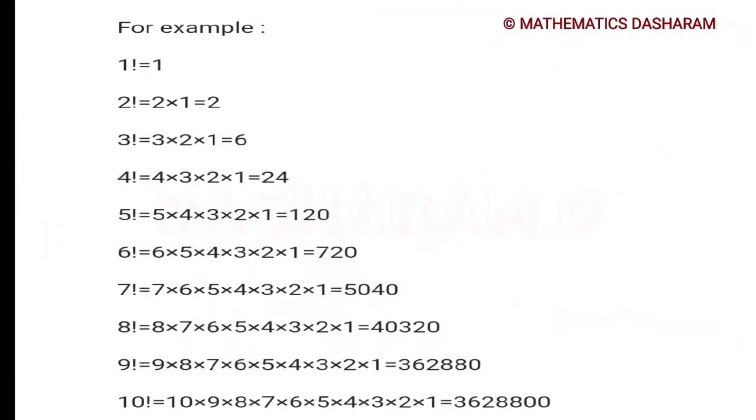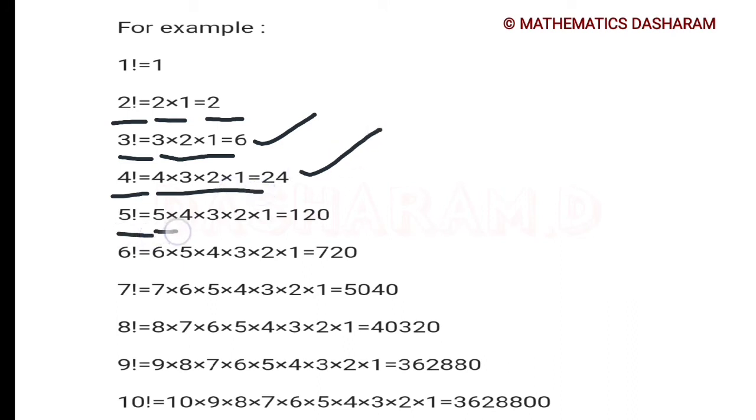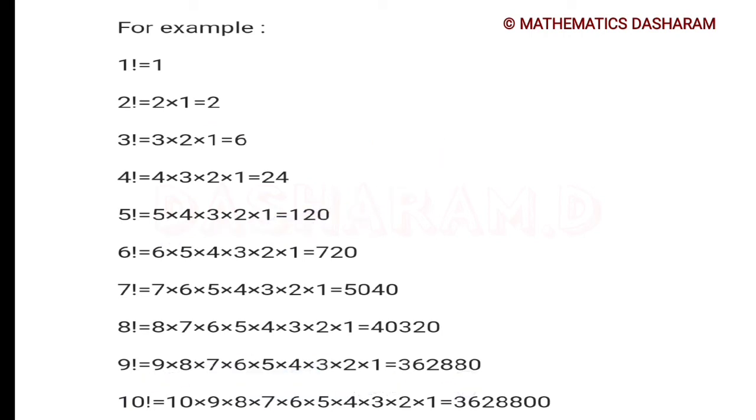This limit as n tends to infinity can be written in another form: 1 plus 1 by 1 factorial plus 1 by 2 factorial plus 1 by 3 factorial, and so on. What is the meaning of factorial? 1 factorial means 1. 2 factorial means 2 into 1 equals 2. 3 factorial is 3 into 2 into 1 equals 6. 4 factorial is 4 into 3 into 2 into 1 equals 24. 5 factorial is 5 into 4 into 3 into 2 into 1 equals 120, and so on. This is the meaning of factorial.